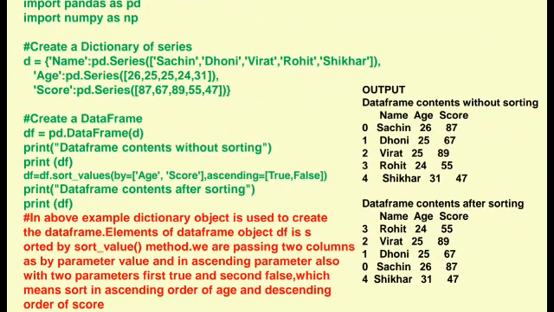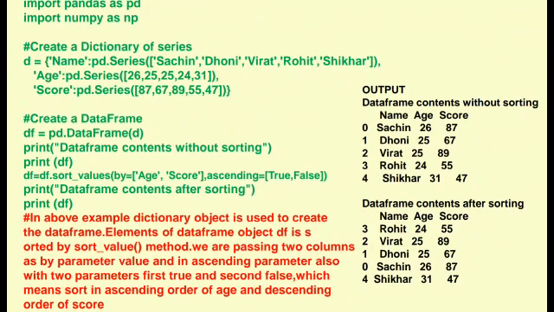Now print bracket, inside inverted commas write data frame contents after sorting. Now print df. Now on the right side we can see the output, data frame contents after sorting. Name, age, score are the column names. First we saw 0, 1, 2, 3, 4 is given. Now our data is sorted with two columns, so 3, 2, 1, 0, 4 we got after sorting. Age and score also change according to the sorting.